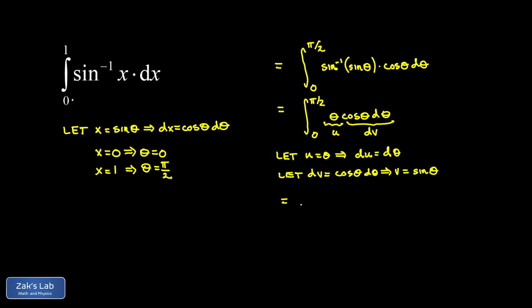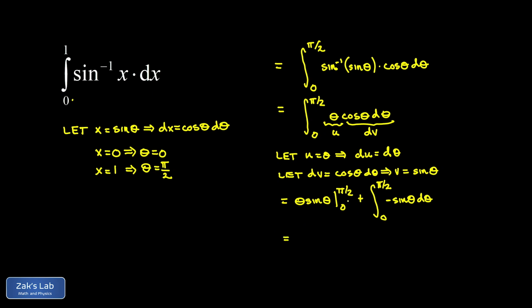So that starts out with u times v, or theta sine theta, evaluated from 0 to pi over 2, minus the integral from 0 to pi over 2 of v times du, or sine theta d theta. Now the antiderivative of the sine function is the negative of the cosine. Just to make things slightly more convenient here, I'm going to take this minus sign from out in front of the integral and move it inside so that the integrand is recognized as the derivative of the cosine function.